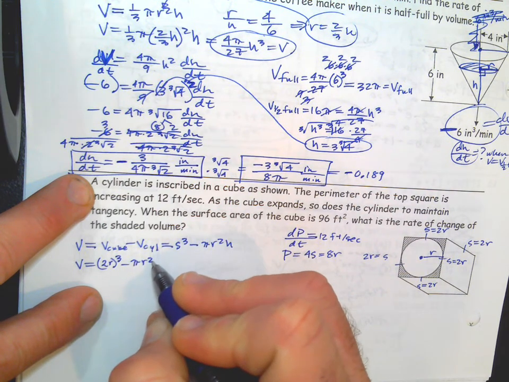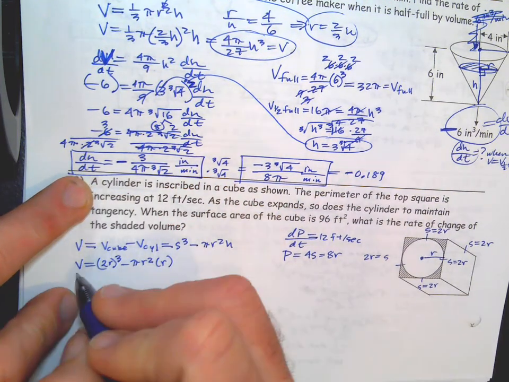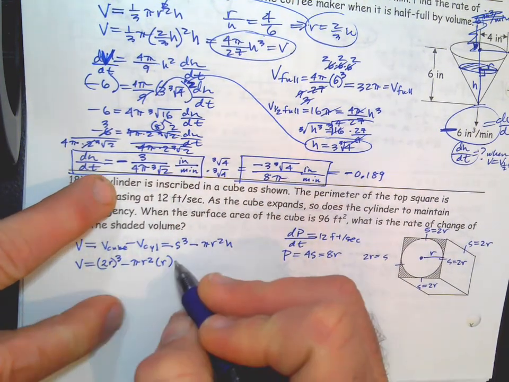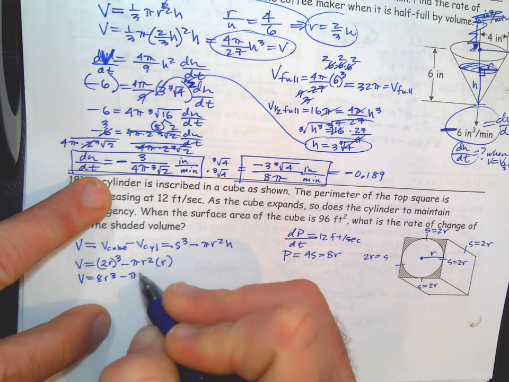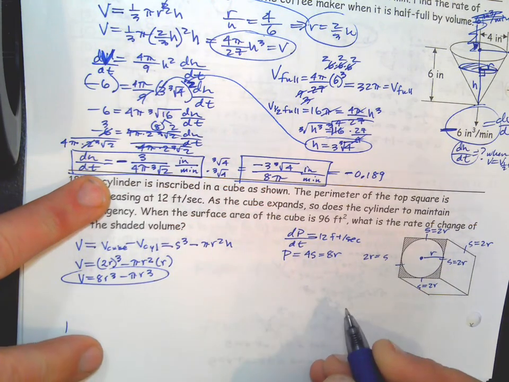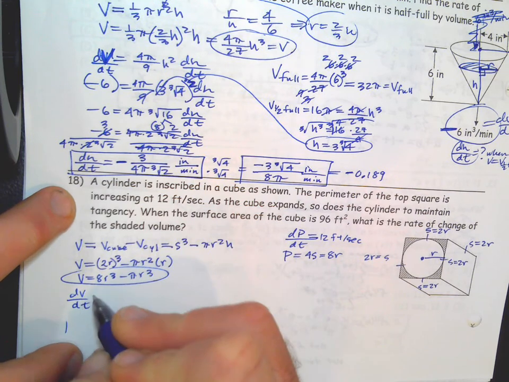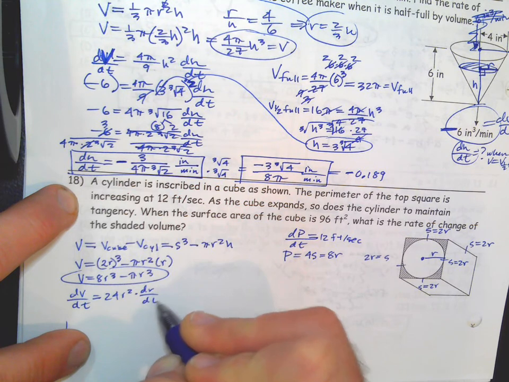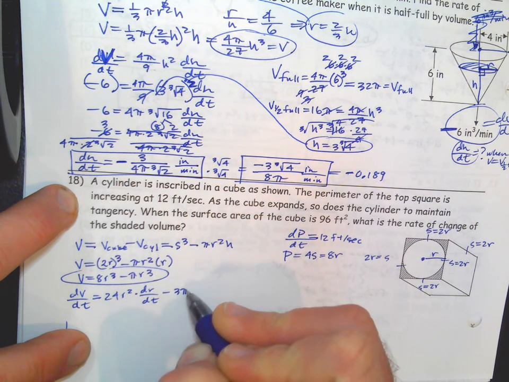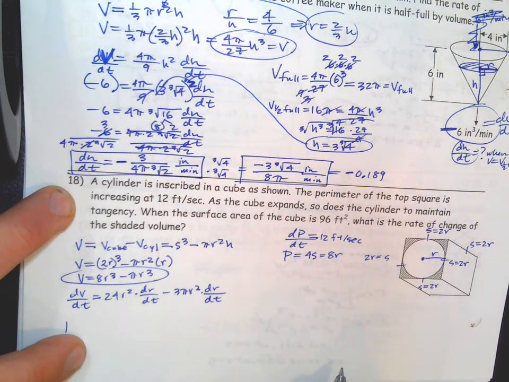By the way, the height of the cube is 2r because it's a cube. So the height's the same as all the sides. And so we get the volume equals 8r cubed minus pi r cubed. So this is our volume formula that we probably want to use. And we want to find the rate of change of the volume, so we can do dV/dt equals 24r squared dr/dt minus 3 pi r squared dr/dt. Okay, so we need the radius and we need dr/dt.